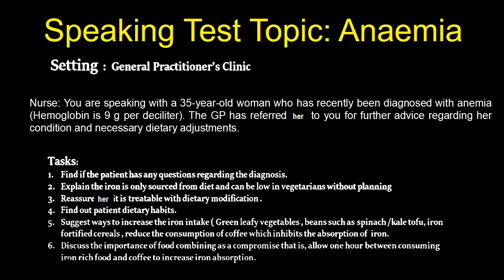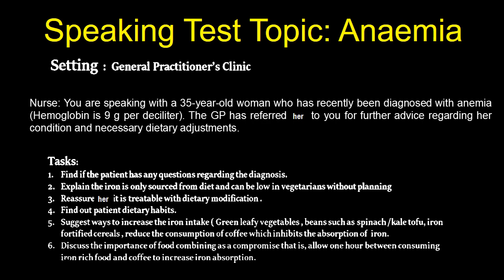You are speaking with a 35-year-old woman who has recently been diagnosed with anemia. Her hemoglobin count is 9 grams per deciliter. The general practitioner has referred her to you for further advice regarding her condition and necessary dietary adjustments. Here are the tasks one by one.